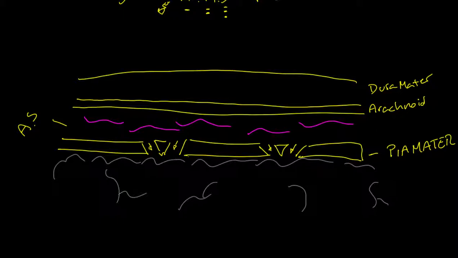And this is why when we hit our head, we don't always get a concussion. The cerebral spinal fluid kind of cushions the brain. Also throughout there, it's not just fluid. You're going to have neurons and arteries and blood supply. So there's a lot going on in the subarachnoid space.